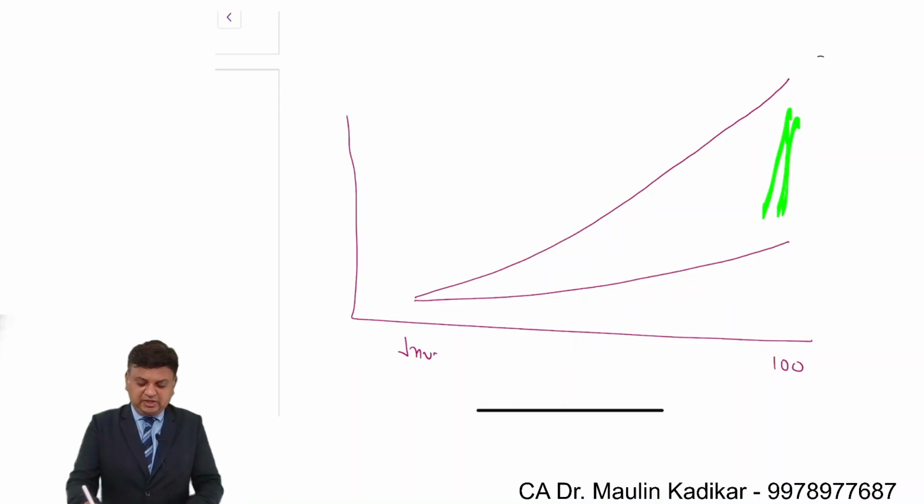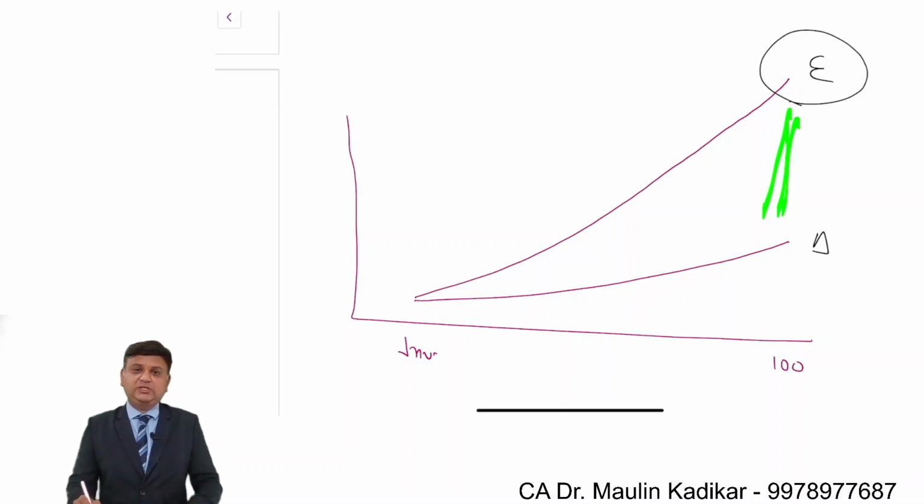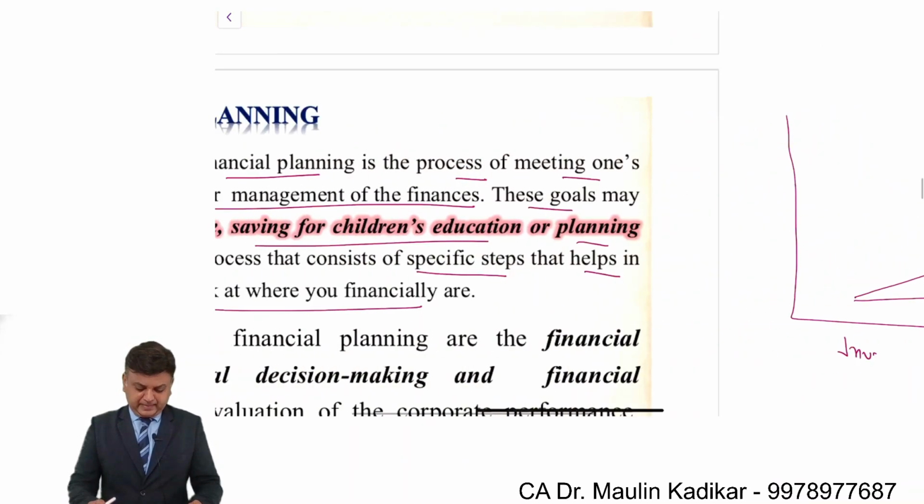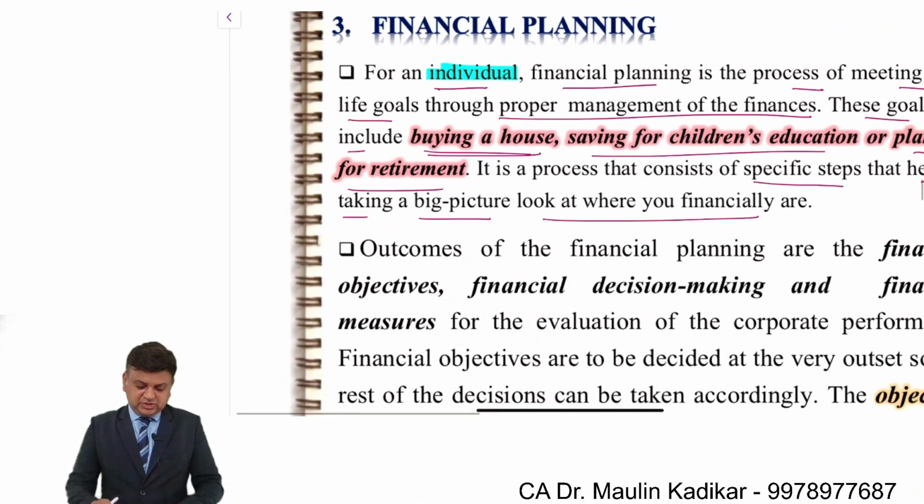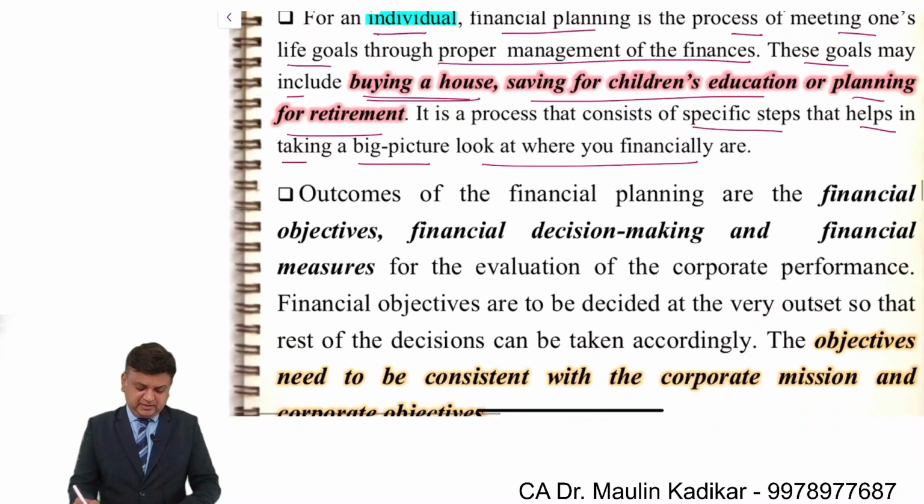So this is the equity and this is the debt investment. Over a long period of time, anybody does not have a choice but to go for the equity instrument only, because the debt instrument cannot beat the inflation over a long period of time. So this is the part of the financial planning.